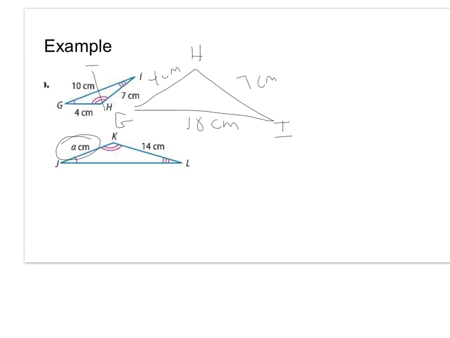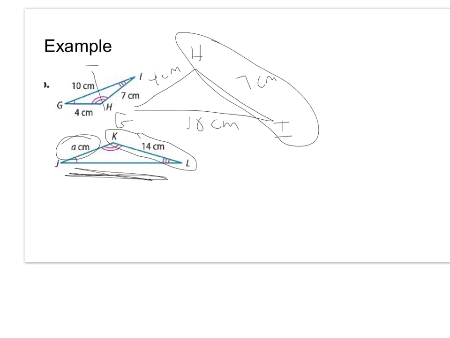So we can set a proportion. You can use any of the sides. We have a missing side right here, but we're not looking for that. So you can use the corresponding side to KL. In this triangle, KL is corresponding to HI. So that is going to be 14 over 7. We're looking for the A, so then I'm going to do A over, this is the corresponding side, which is 4.